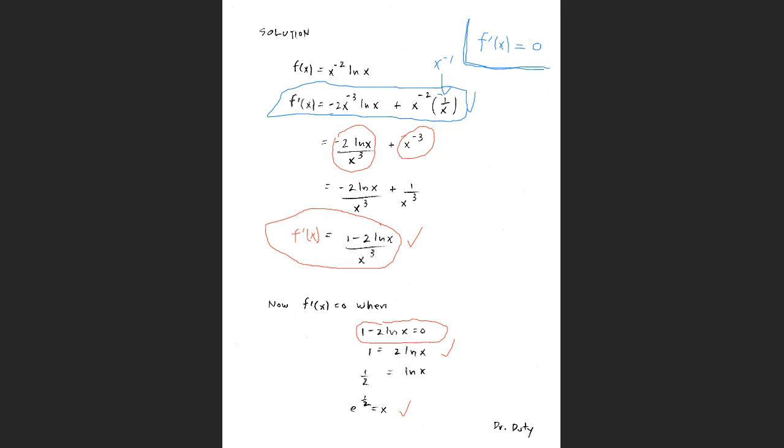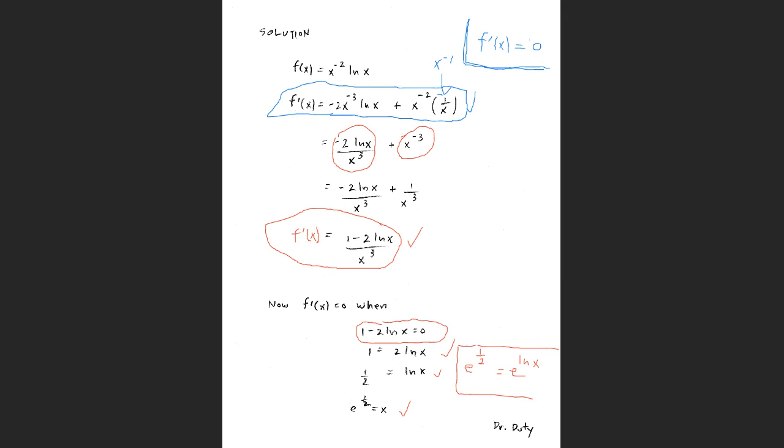So let's add a little step in here. We're right here, and if you exponentiate both sides, you remember doing this in pre-calculus, right? I have 1/2 equals the log of x. So that means that e to the half would equal e to the log of x power.